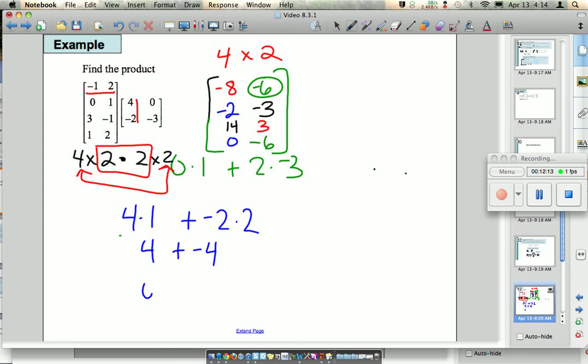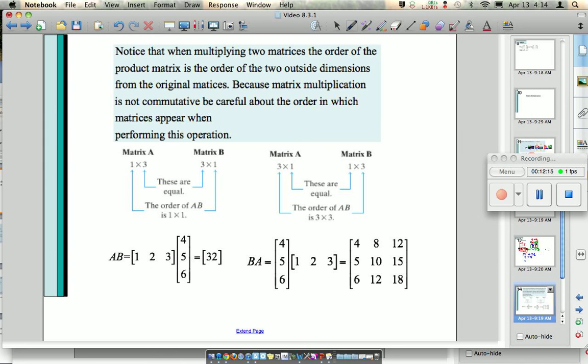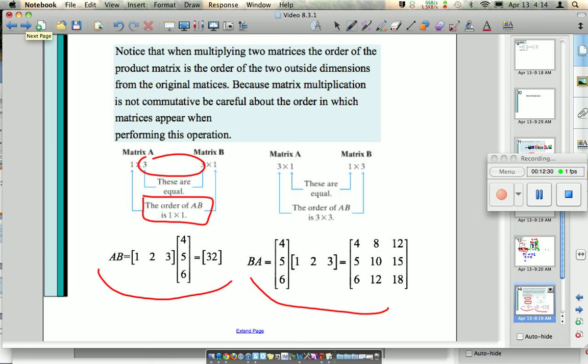So you're going to try one of these in your checkpoints. And this is what this discusses. So just to clarify, these two values have to be equal, and the result of your product will always be the other two values. So order matters. This is one key thing. Order matters. These are both the same matrices being multiplied, and they get extremely different results.